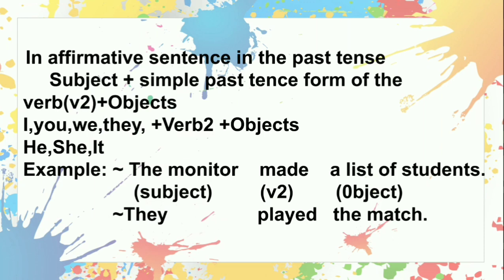So let me see its example. The monitor made a list of the students. So here monitor is the subject and made is the V2 form of make, and object is a list of students. Same here, second example: they, which is the subject, played, which is V2, and the object is the match. They played the match.